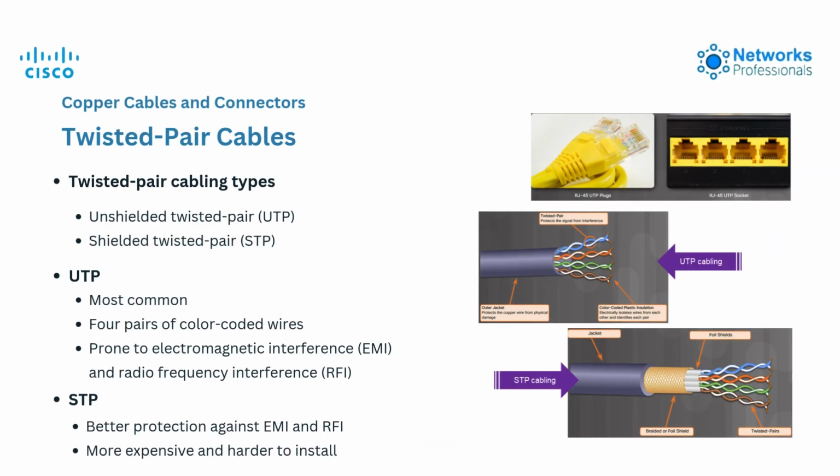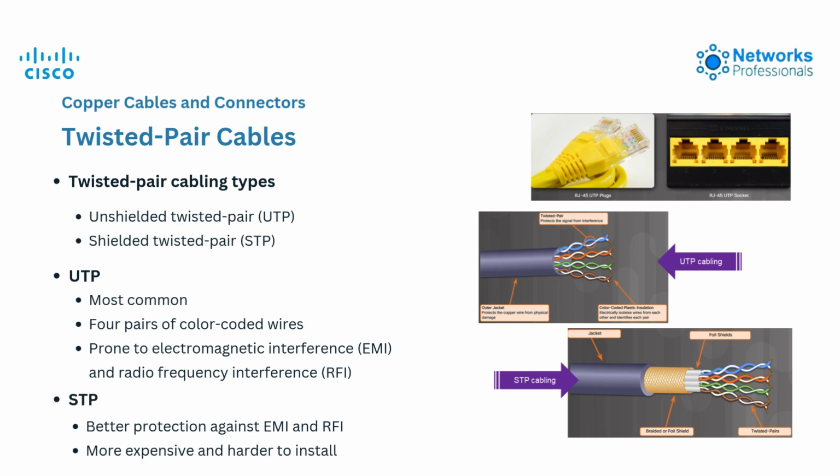Twisted pair cables. Twisted pair cables are the most commonly used cables in networking today. They consist of pairs of wires twisted together to reduce interference. There are two main types: unshielded twisted pair, most commonly used in LANs, local area networks. Contains 4 pairs of color-coded wires twisted together, prone to interference from nearby electrical devices, such as EMI, electromagnetic interference, and RFI, radio frequency interference.